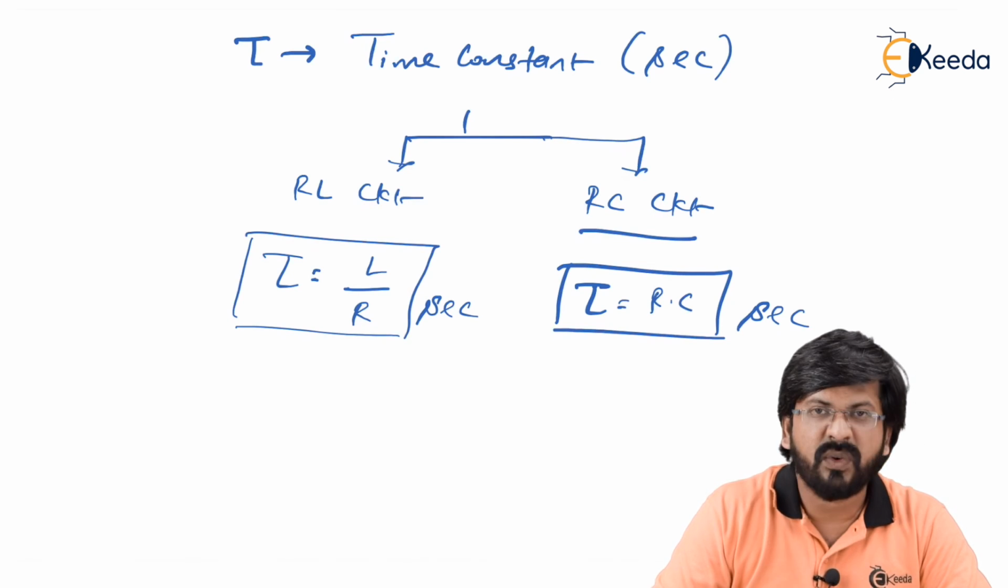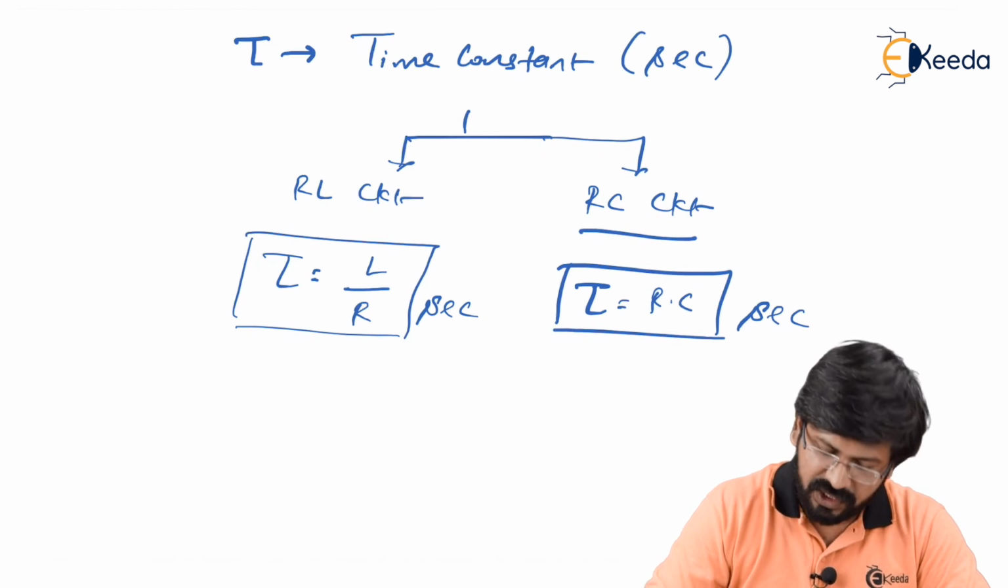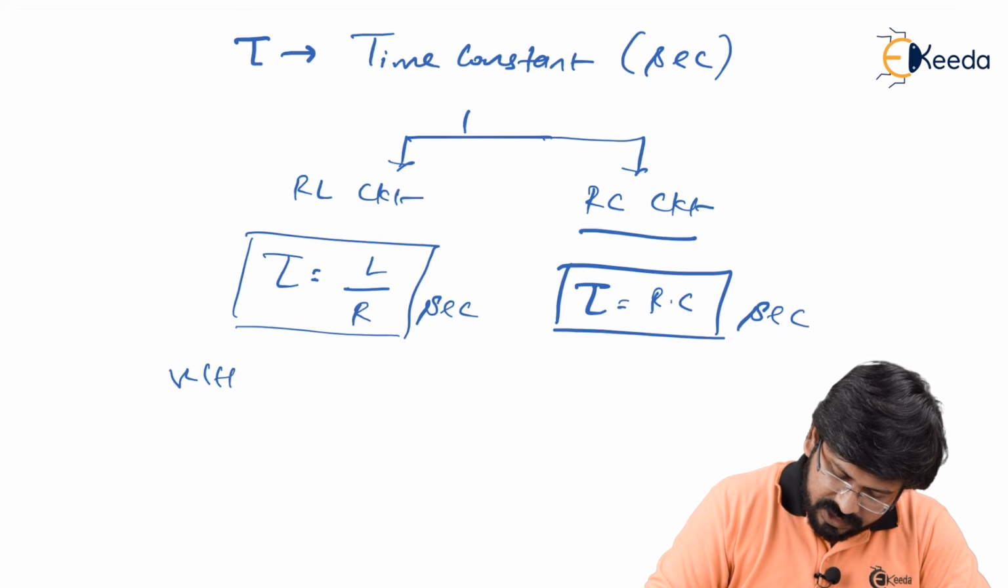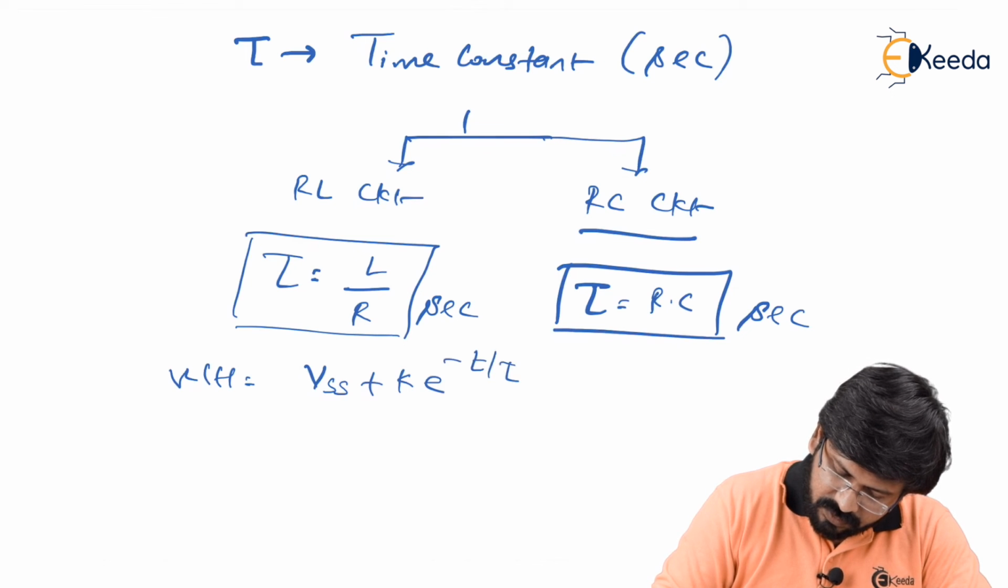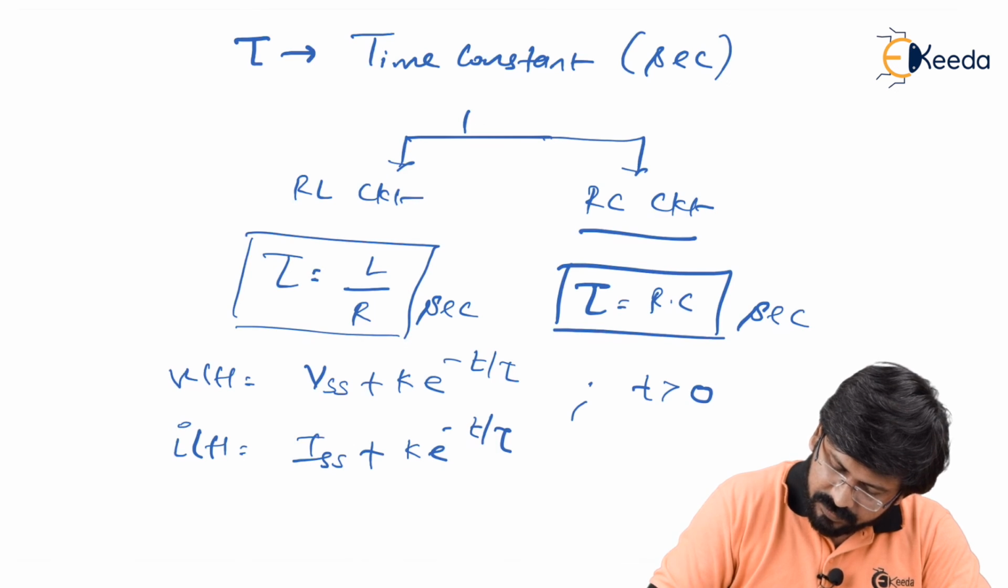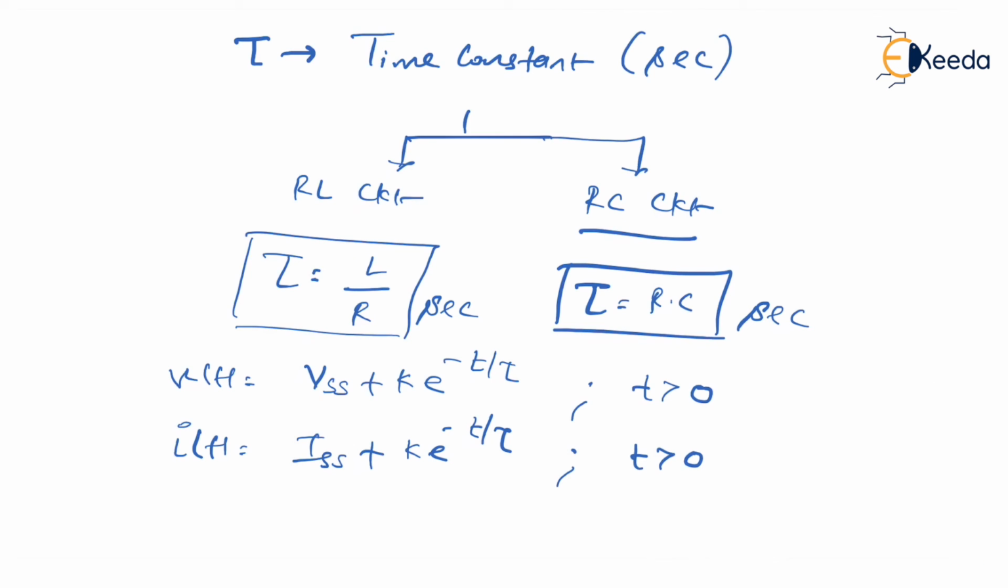So please don't forget, tau is nothing but the time constant, and we have two dedicated equations, V of t and I of t. V of t is simply given as VSS plus k into e to the power minus t by tau. This is valid for t greater than 0. And I of t, we have the equation as ISS plus k into e to the power minus t by tau. This is for t greater than 0. And please remember, they are valid only for RL and RC circuits. So you have to observe very carefully whether it is an RL or RC circuit.